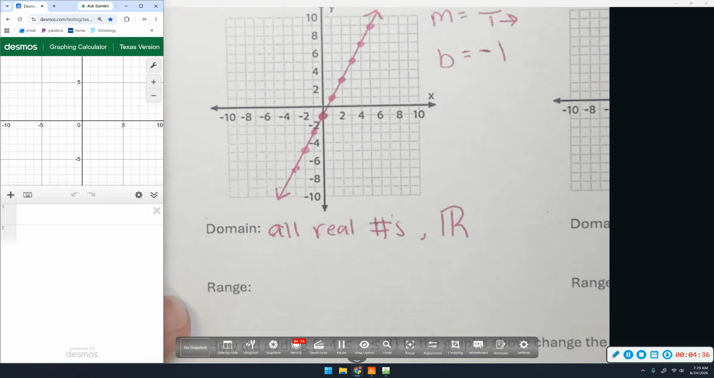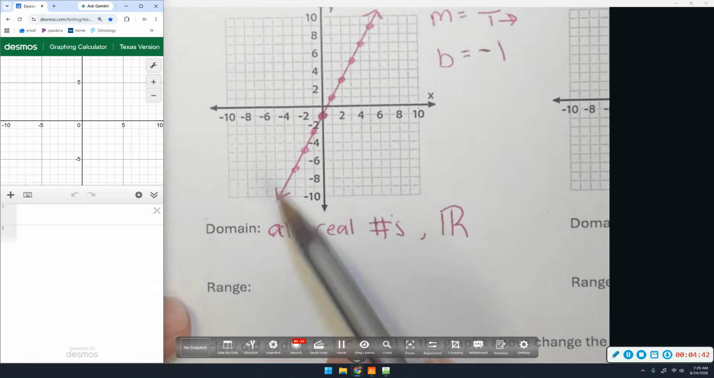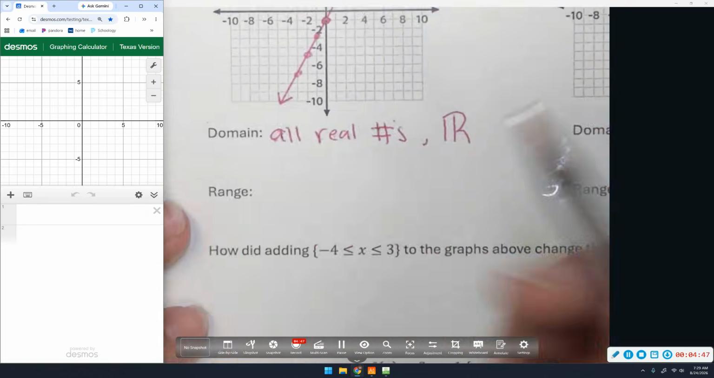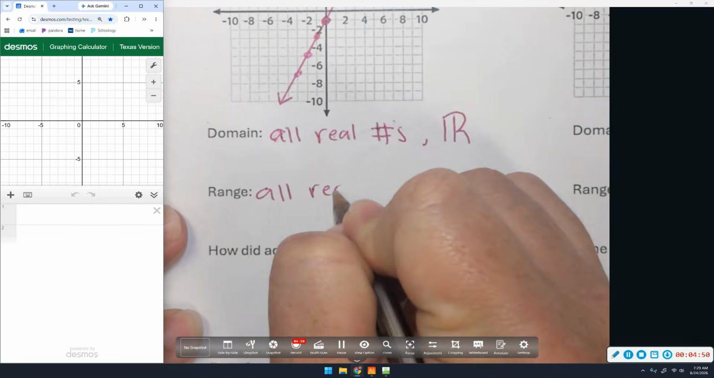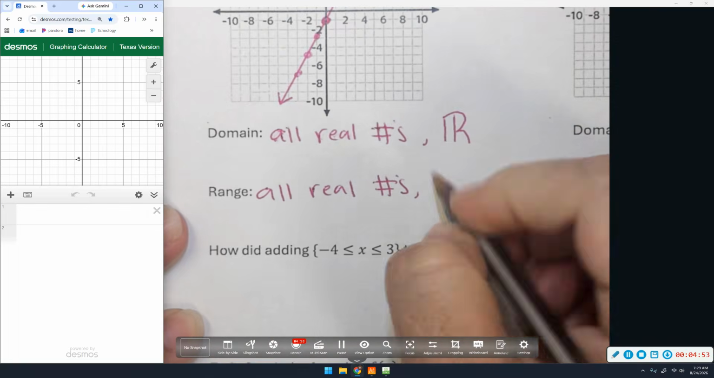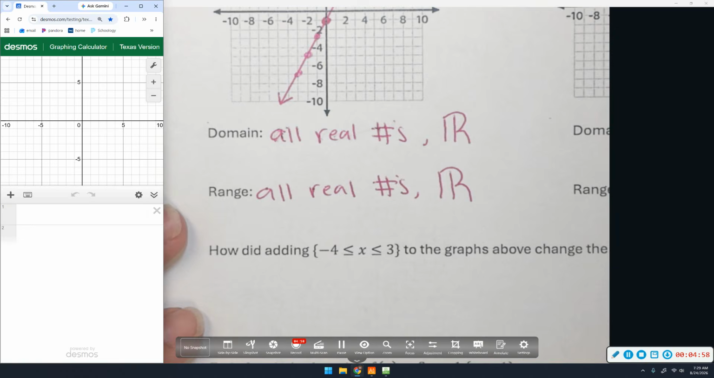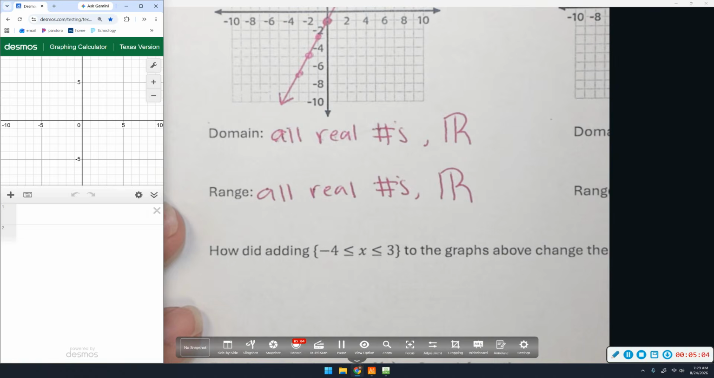Now, for my range, same concept. Range is bottom to top. Does this go down forever if I continue and follow the arrow? Yes. Does it go up forever if I continue and follow the arrow? So my range is the same thing. All real numbers, which is this fancy R. Any questions with that so far?